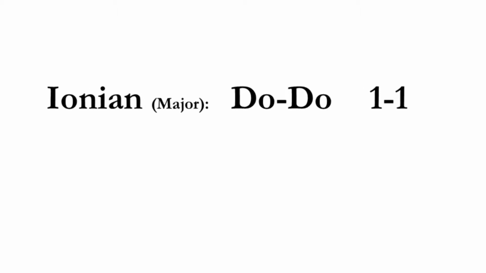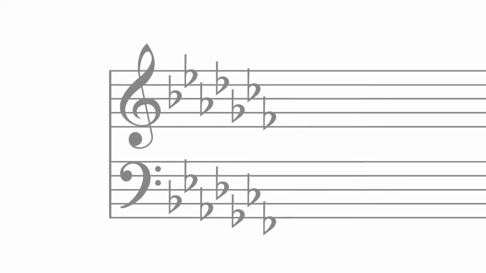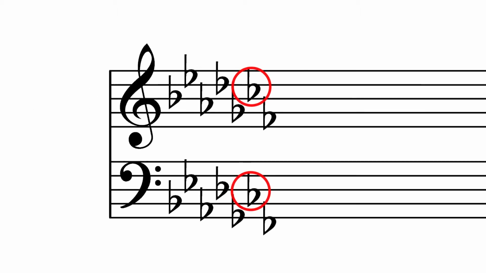However many flats you have shown in the key signature, look to the second to last flat, and that is your key signature name, your tonic, or your Do. Let's consider the key of D flat. The key of D flat has 5 flats: B, E, A, D, G.